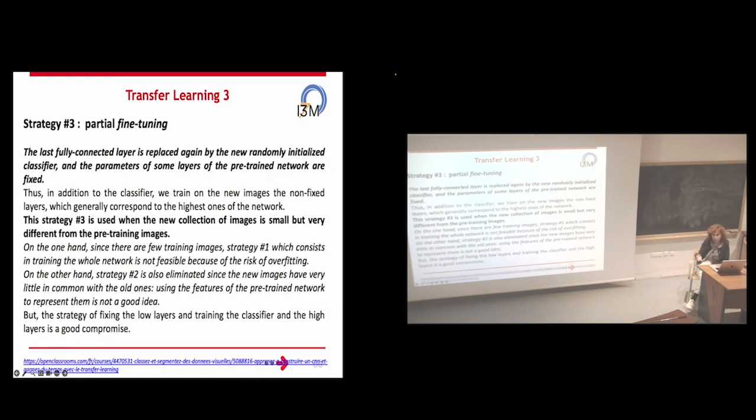And there is a third strategy, which is partial fine-tuning, when you replace the last fully connected layer, and you also replace some parameters of the other layers. In fact, you have to see that strategy one, which consists in training the whole network, is not feasible when you have a new collection with a small quantity of images, because you have a risk of overfitting. But you cannot use strategy two when the new images are very different from the original images, and that is why you need this partial fine-tuning to adapt between strategy one and strategy two.